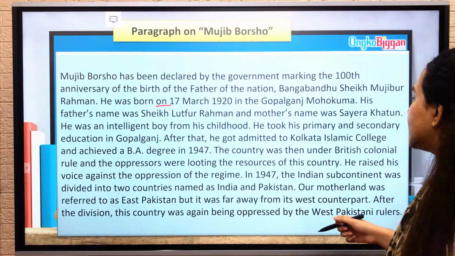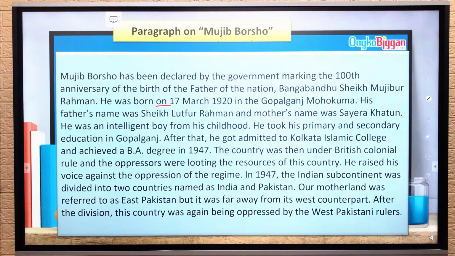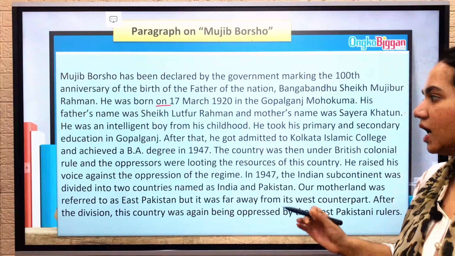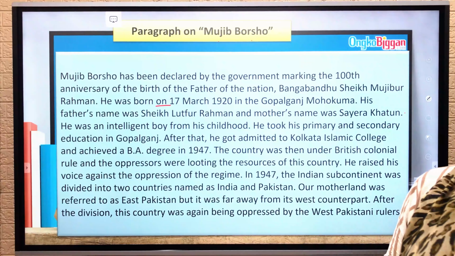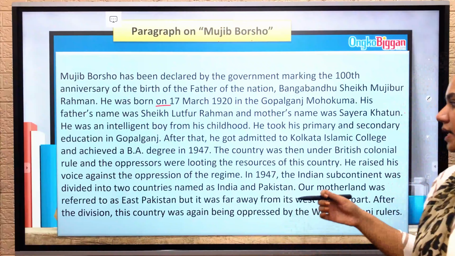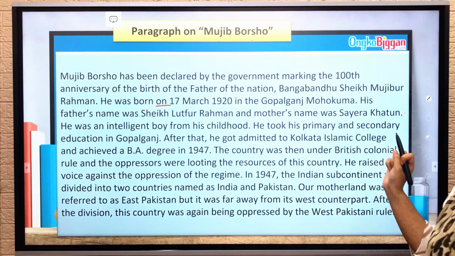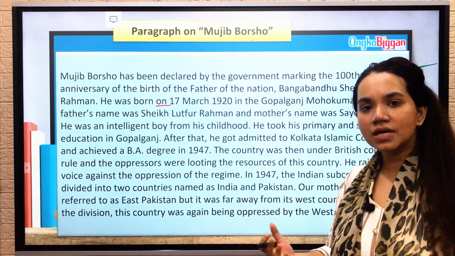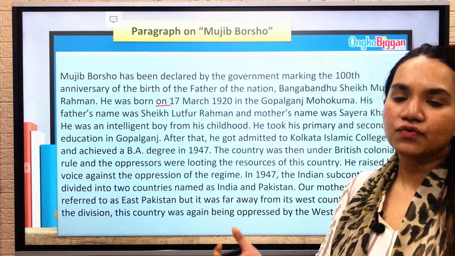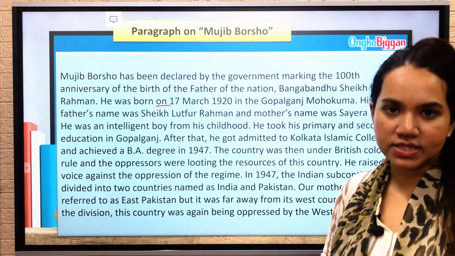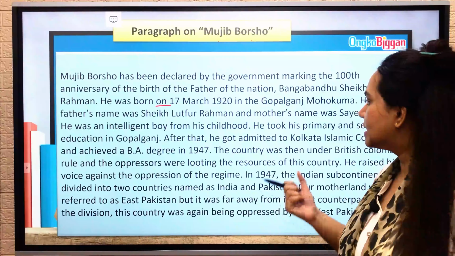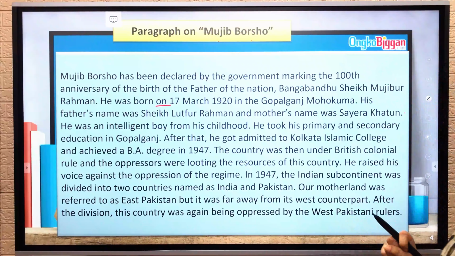After that, he got admitted to Kolkata Islamic College. So we understand that right after class 5, later on when he went to college, then he was admitted where? In Kolkata Islamic College. So not in Bangladesh anymore, right? Because Kolkata was still considered a part of the Bengal province, because there people still spoke in Bangla, right? So Kolkata Islamic College, he achieved a BA degree in 1947.